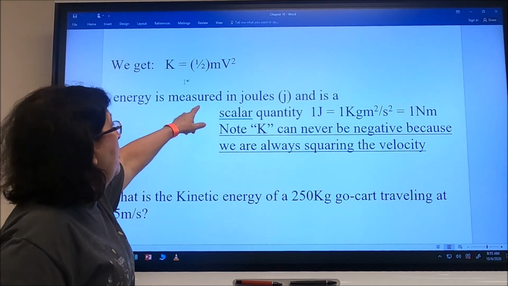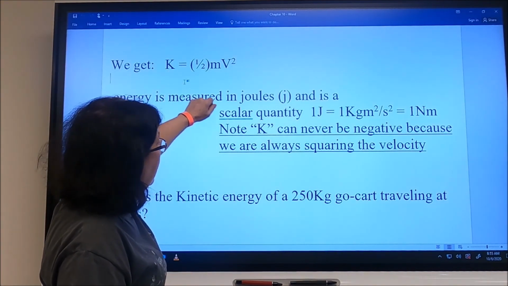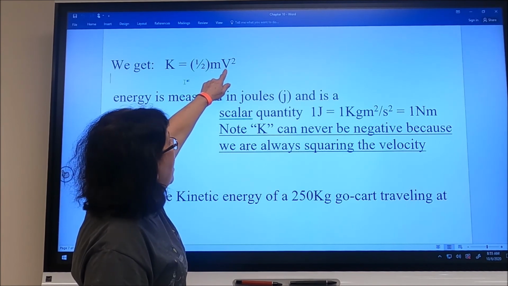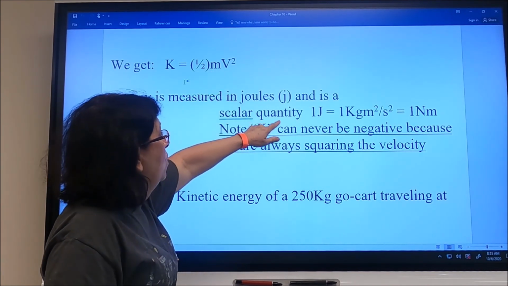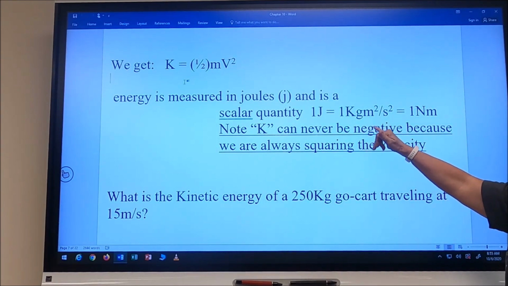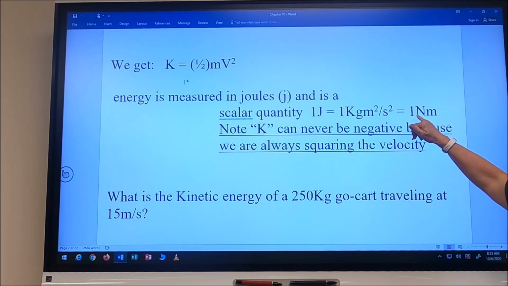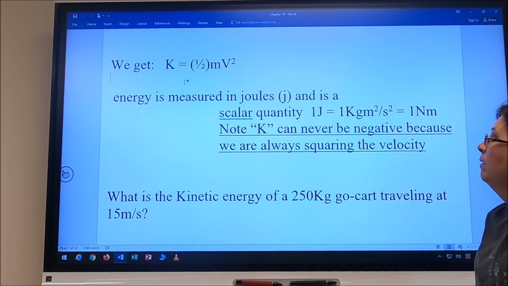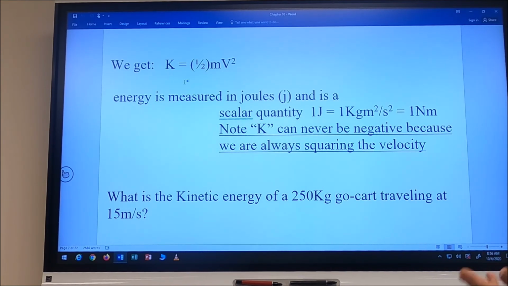Okay? Now, if I look at the units for K, kinetic energy, I have kilograms times meters squared over seconds squared, which we call a joule. It's a combined unit. A joule is also equal to 1 Newton meter. So our unit of energy is going to be the joule. And a joule is the same as a kilogram meter squared over second squared, or a Newton meter. So let's look at a really simple question. What is the kinetic energy of a 250 kilogram go-kart traveling at 15 meters per second?